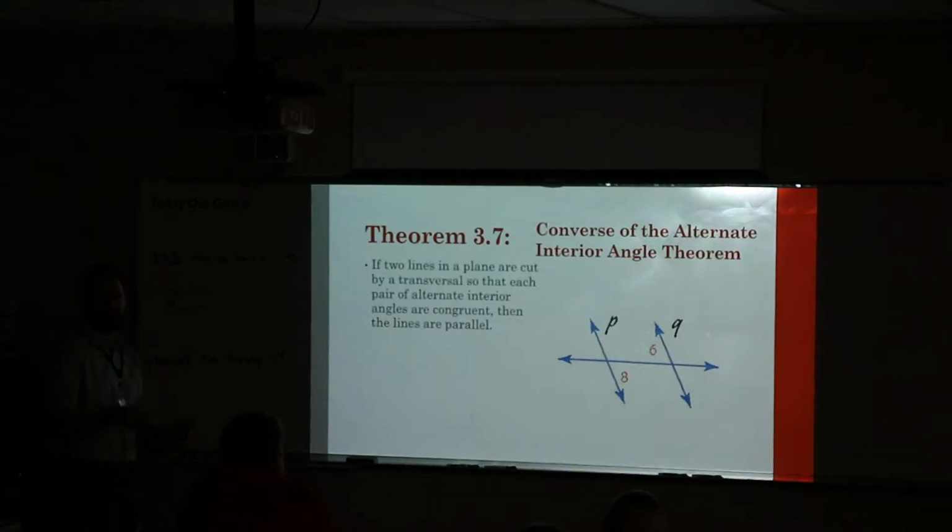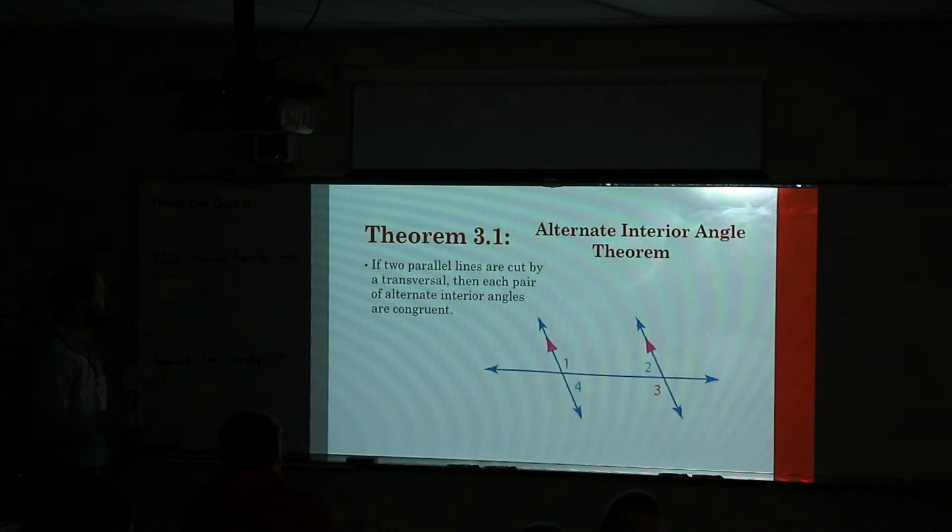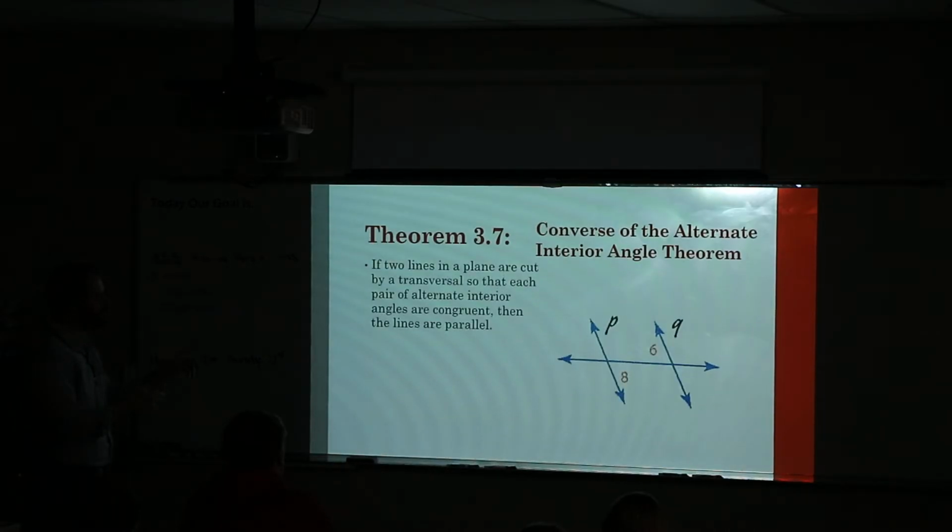So that would be 3-1. I'll show you that here in a minute. I want to at least let some people that are gone write this down. We good? Okay, so here's 3-1. This is the one we had three sections ago. Lines are parallel, the alternate interior angles are equal. Do you see how it switched? The words are completely flipped. That's why this is a converse.